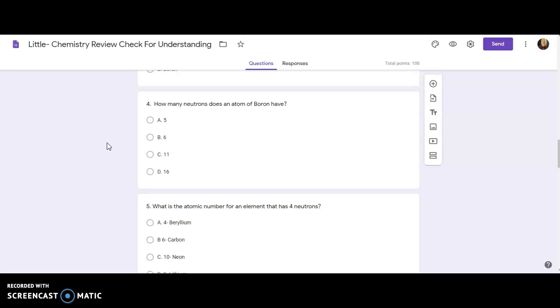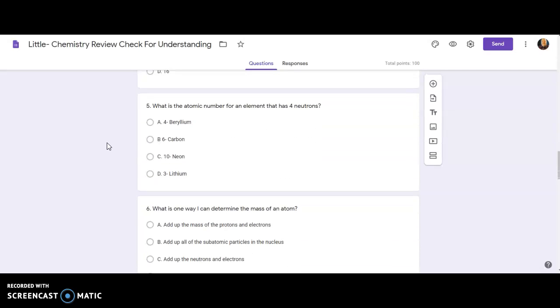Question number 4. Again, look at using 8-man on this one. How many neutrons does an atom of boron have? Remember, kids, that you want to round to the nearest whole number when you're finding your atomic mass. Otherwise, you may potentially get the wrong answer. Does boron have 5 neutrons, 6 neutrons, 11 neutrons, or 16 neutrons?